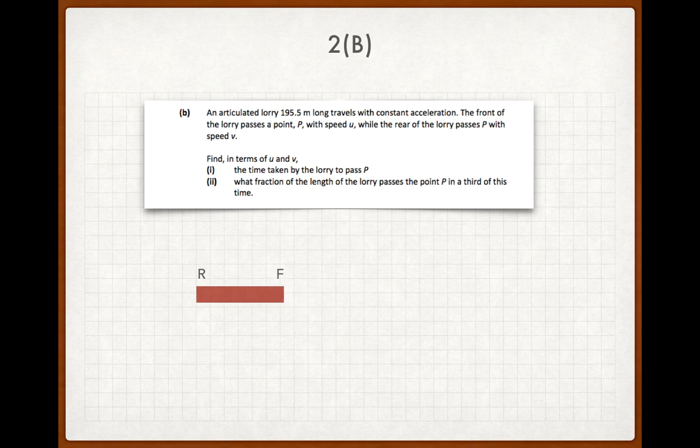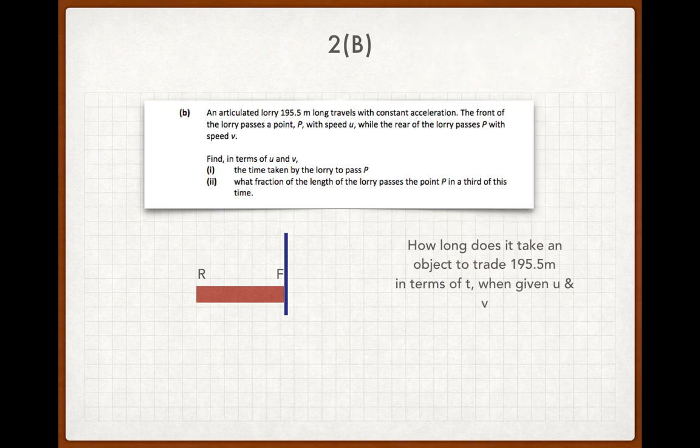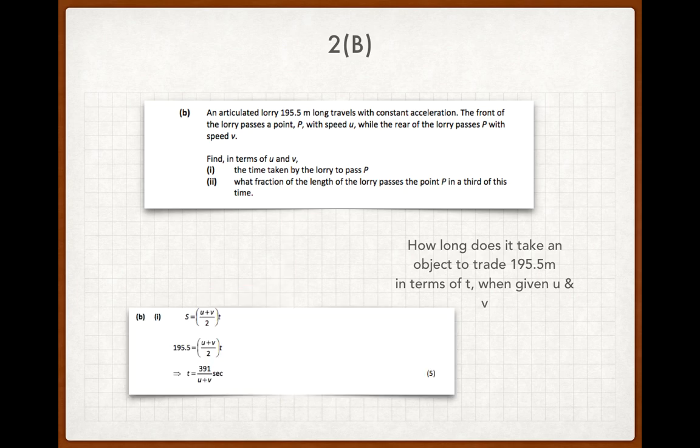So this is just an explanation of what's going on. You have R for the rear, F for the front of the lorry, and then you have this particular point P. You're told that F passes the point with speed u, R passes the point with speed v, but in reality it's just how long does it take to travel that distance with those 2 velocities. So velocity at time 0 is u, velocity at time t is v. Go to the log tables, fill in your values, and that's what you're going to get.